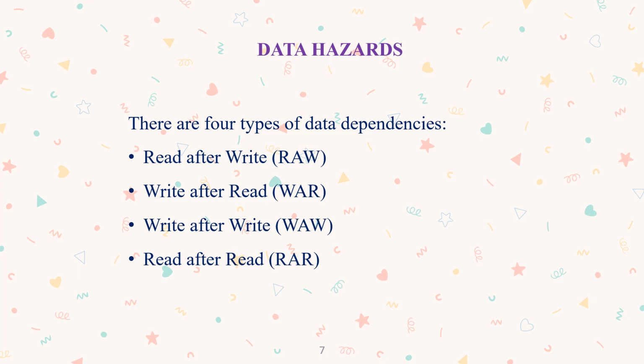There are four types of data dependencies in data hazards: read after write (RAW), write after read (WAR), write after write (WAW), and read after read (RAR).